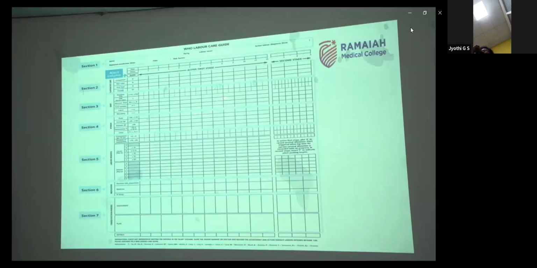The labor care guide also provides a section for second stage monitoring, which monitors the supportive care component. Fetal monitoring is done, maternal monitoring is done, and when the patient is fully dilated and bearing down, it is represented as a capital P, which shows pushing. This is about the labor care guide and its 7 sections.